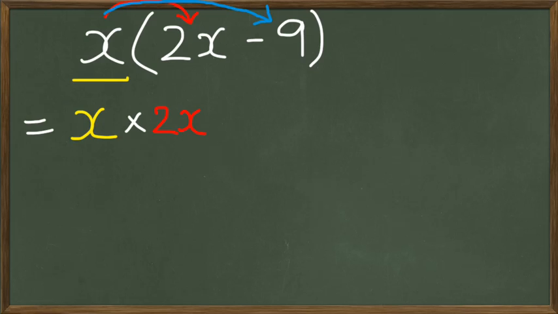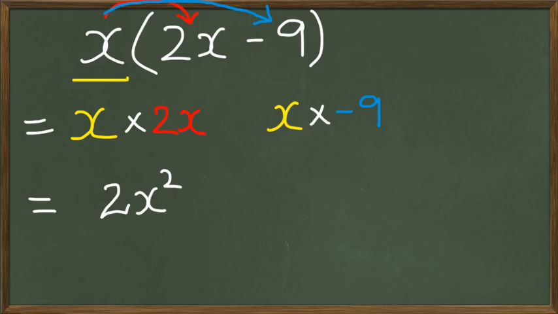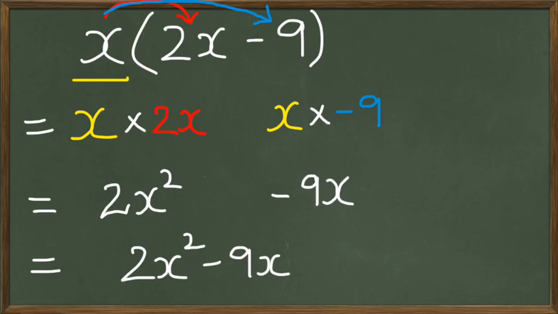If you're worried about whether it's a plus or minus, just leave it empty for now and just do x multiplied by negative 9, because x times negative 9 is going to give you the symbol in front. So in other words, x times 2x is going to be 2x squared, and of course this would be negative 9x. So your answer then is going to be 2x squared minus 9x.